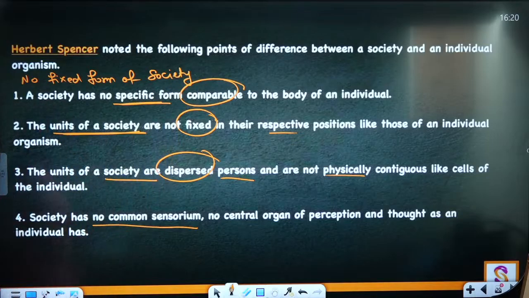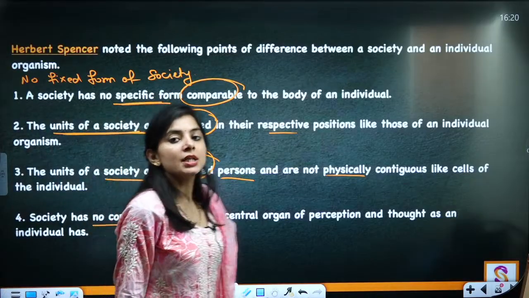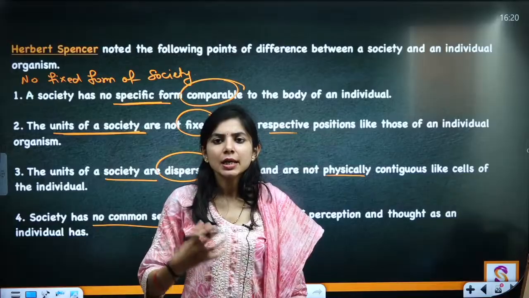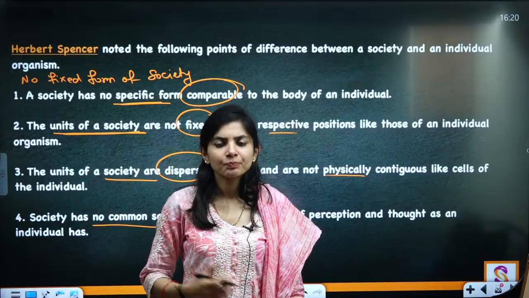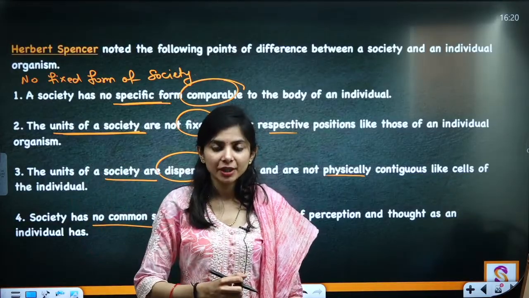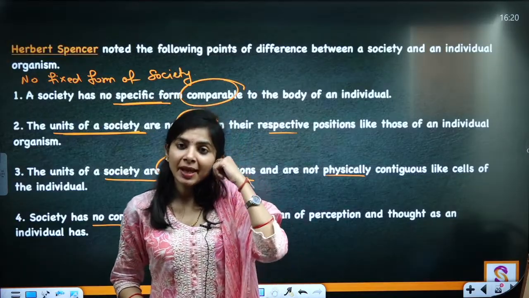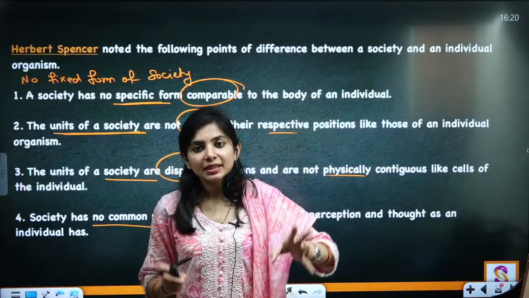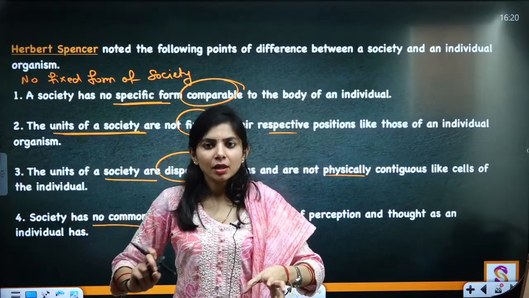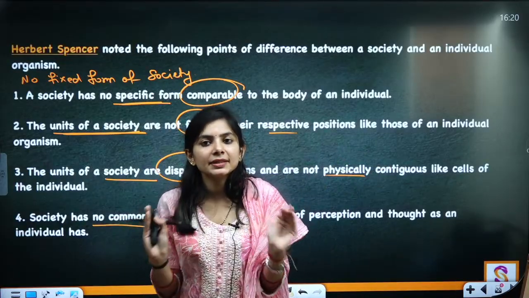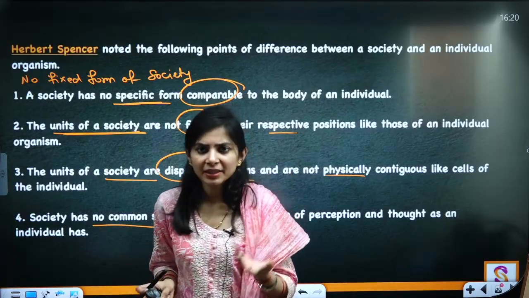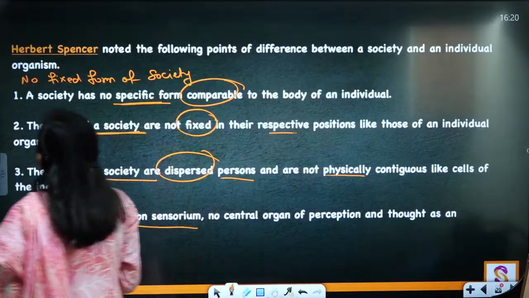Not only this, there is no permanent position for society. Some societies have a capitalist system, some socialist, some have dictatorship like North Korea. Some have a presidential system, some have a prime minister based system. So there are different systems, but those societies are running. It means there is no permanent position.